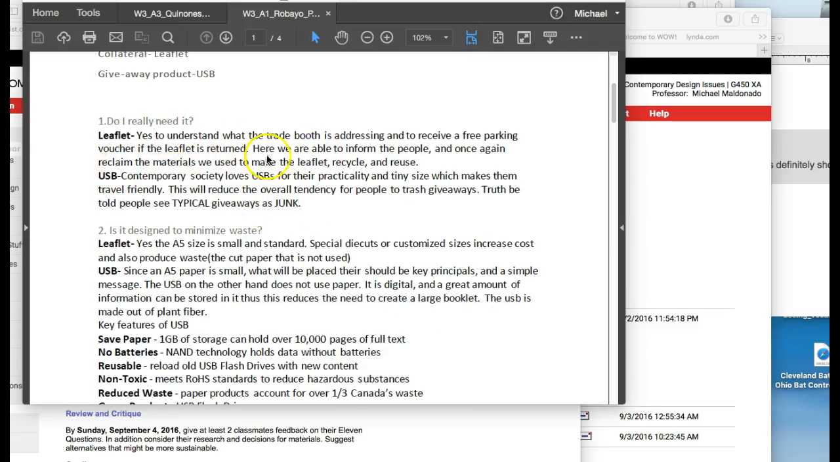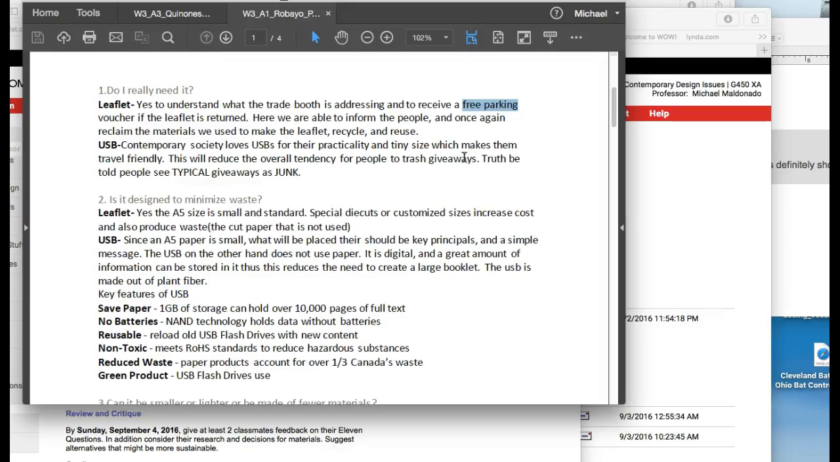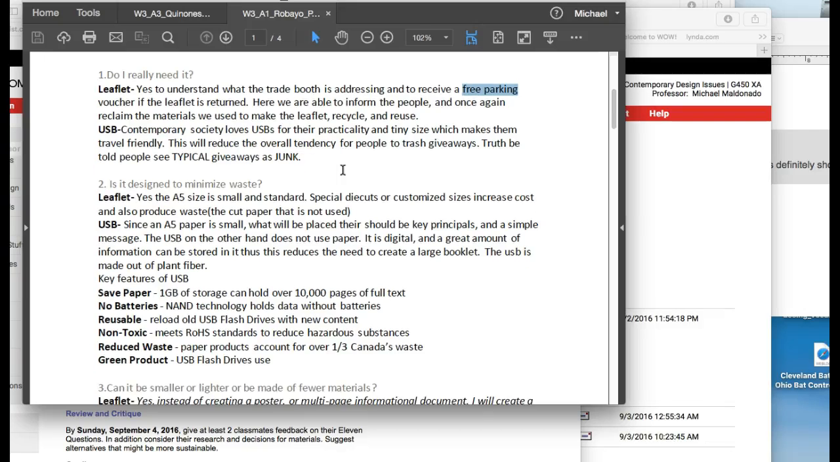Is it really needed? And this is good. I think I used this example before, to turn it in for parking. Wait a second, where is that? Here it is, free parking. I'm not sure that's the most original idea because I've talked about that twice now in previous videos. And I can kind of say the same thing for USB. Now, a USB drive is definitely better than giving away posters or some kind of paper product that we know is going to get thrown away, right?